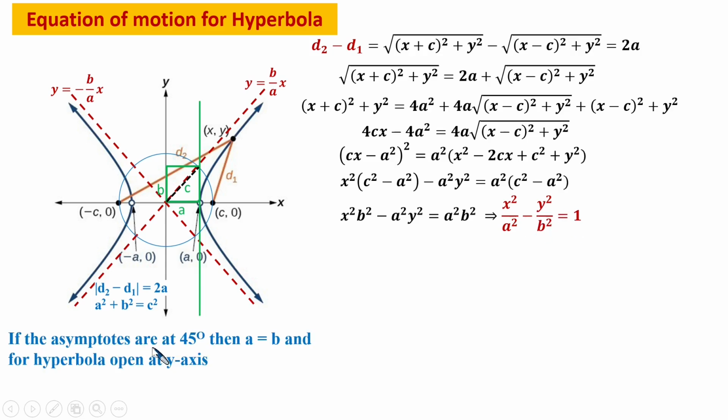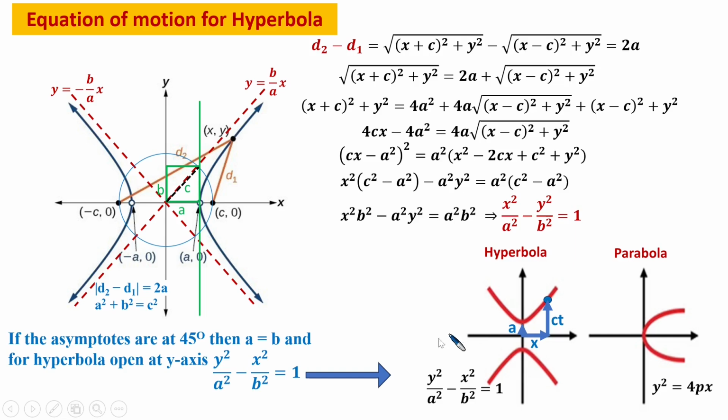So if the asymptotes are at 45 degrees, then a equals b. For a hyperbola open at the x axis, this is the equation. For a hyperbola which is open at the y axis, that is the hyperbola here, this is the formula, with y square by a square. This is okay, and this is for the parabola.